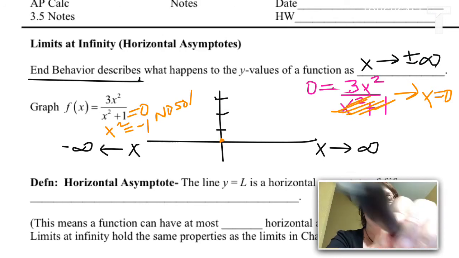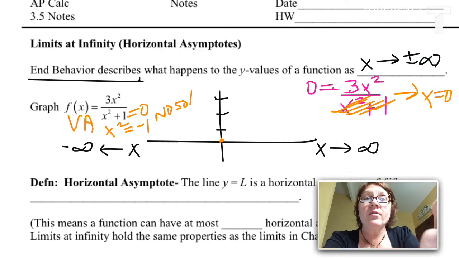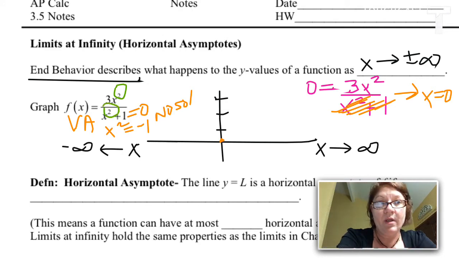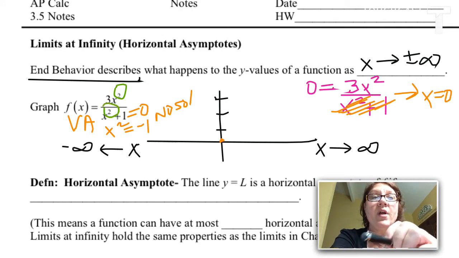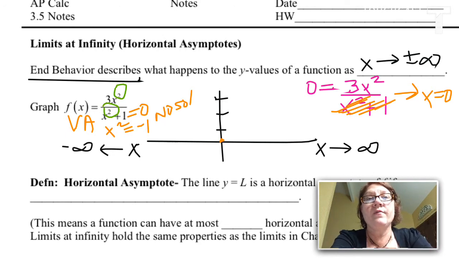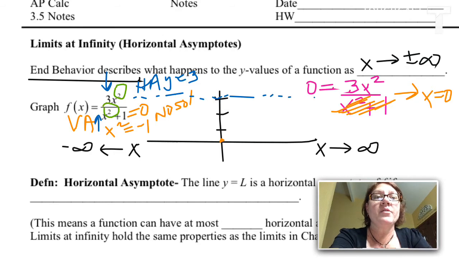And if I want to know the horizontal asymptote, I'll look at the degree of the numerator and the degree of the denominator, and then if I need to, I'll go back and look at my notes for chapter P about the rules for horizontals. If they are the same, then I use leading coefficient over leading coefficient. So I'm going to get y equals 3. So I'm going to dot that in, and then I'll start to pick some points around this x equals 0.